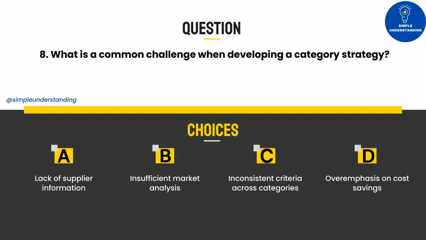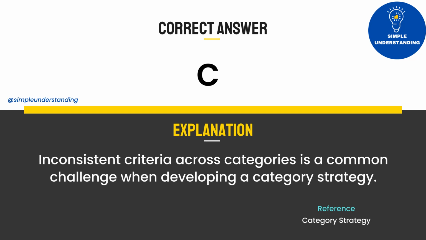8. What is a common challenge when developing a category strategy? A. Lack of supplier information. B. Insufficient market analysis. C. Inconsistent criteria across categories. D. Overemphasis on cost savings. Correct answer C. Explanation. Inconsistent criteria across categories is a common challenge when developing a category strategy.